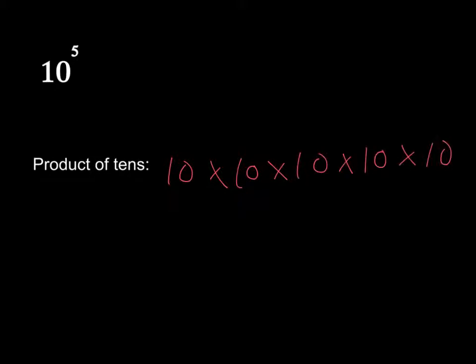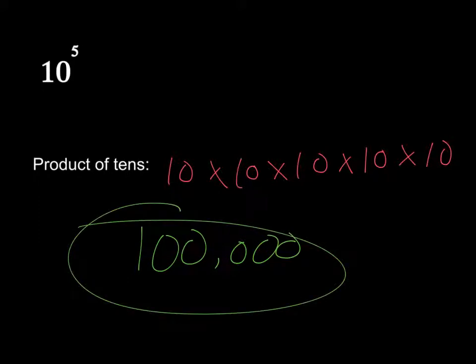For this problem here, we have 10 to the fifth power. Now we can write that as a product of tens, and what that's asking for is just for you to write out 10 times 10 however many times. Since it's 10 to the fifth, we're going to do 10 times 10 5 different times. Again, notice that it is 10 times 10 times 10 times 10 times 10, not 10 times 5. And when we solve this, we see that we have 100,000 as our solution.